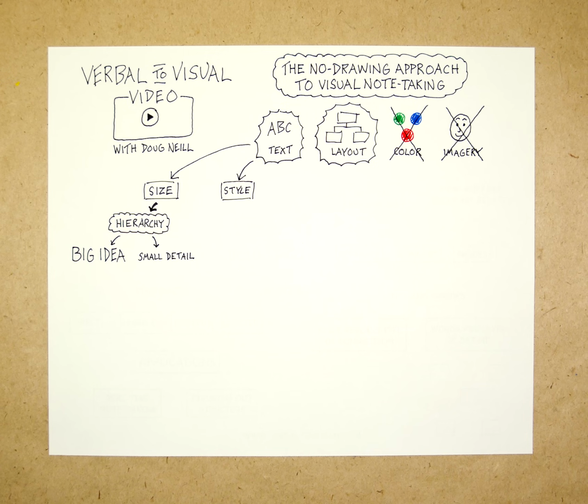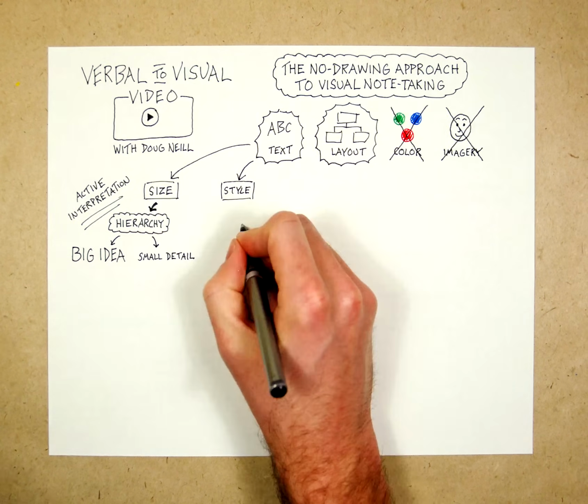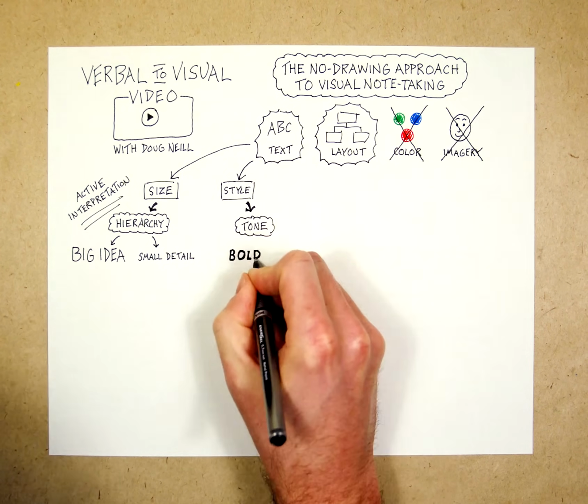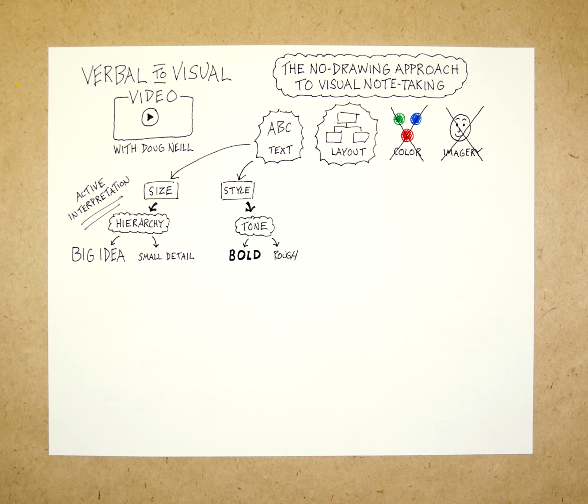Because as you're getting ideas down, you will have this filter going on in your head, determining which of those things that are coming through are big ideas and which are small ideas. And that active interpretation of incoming information is one of the key components to making this visual note-taking thing useful. By varying the style of the words that you write on the page, you get at the tone of an idea. The idea itself could be bold, or it could be rough, or it could have some other almost emotional component to it that you can express via the style of the letters that you write.